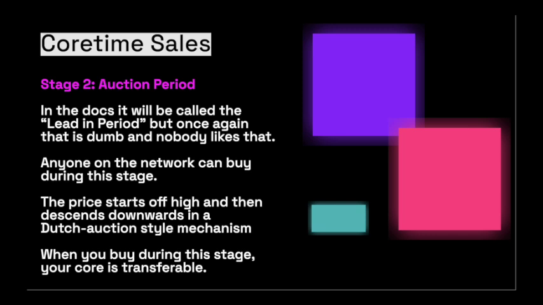Then stage 2 is the auction period. This is sometimes called the lead-in period in docs and stuff, but auction period makes more sense to me, so I'm calling it that. Anyone on the network can buy during this stage. The price starts off kind of high and then descends downwards in a Dutch auction style mechanism. When you buy a core in this period, it's transferable. When you renew in stage 1, it's not transferable, just to clarify that.